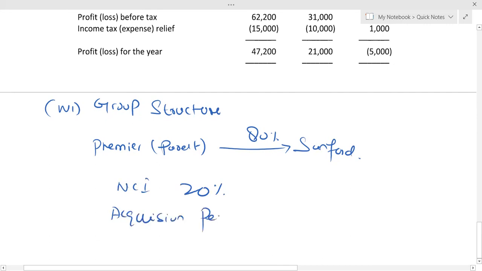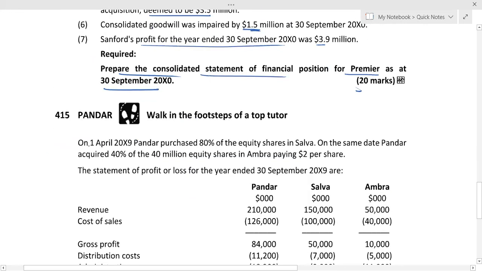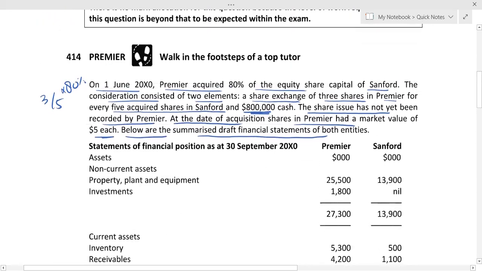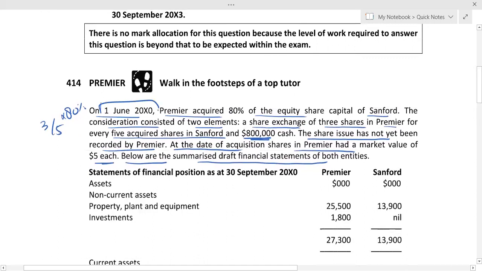Actually, the acquisition period is just 4 months. How did I calculate 4 months? Come here. Date of acquisition is 1st April X9. No, this is not the date. Date of acquisition is 1st June X0, and we are preparing books on 30th September X0. If you count the time period from 1st June till 30th September, simply June, July, August, September, it's a 4 months time period. So acquisition period is 4 months.